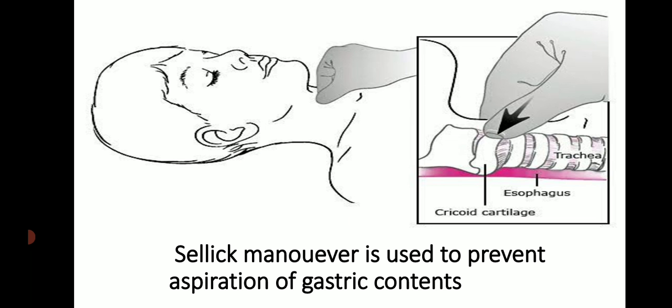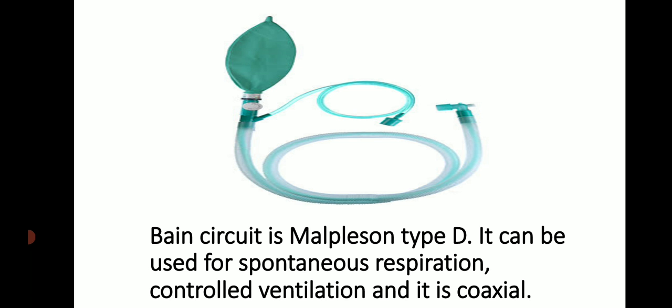Sellick maneuver is used to prevent aspiration of gastric contents. Bain circuit is Mapleson type D. It can be used for spontaneous respiration and controlled ventilation, and it is coaxial.